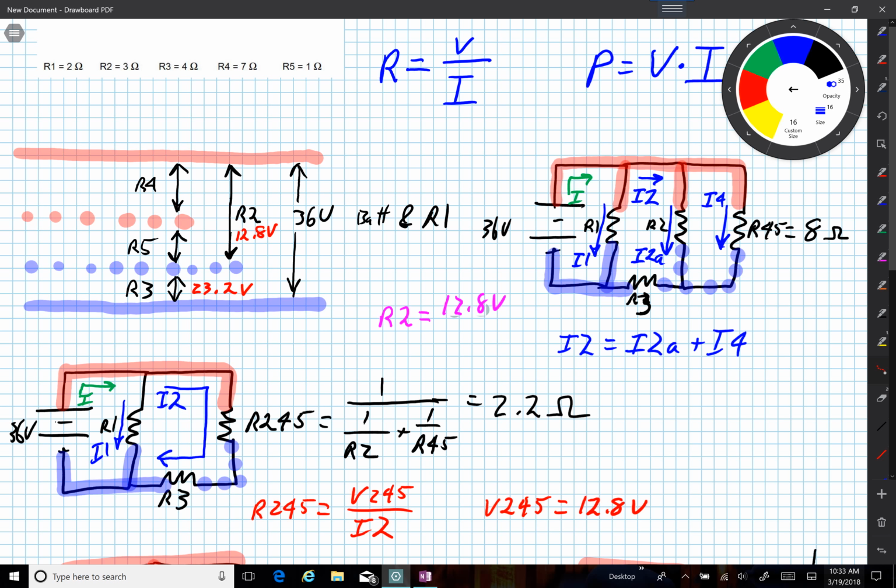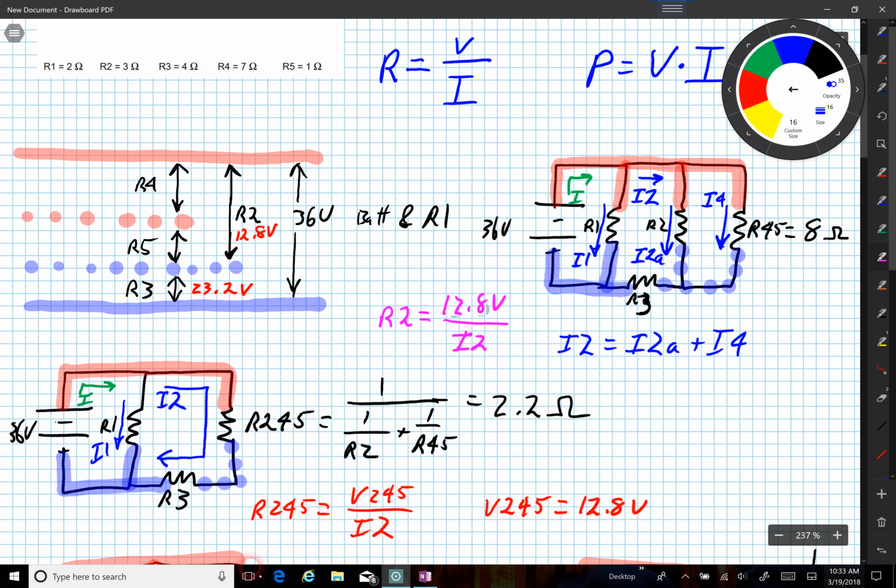I already know that. So I'm just going to use that information divided by I2A. And I know what R2 is. R2 is 3 ohms, so I can solve for this. So I got 12.8 divided by 3. And I get 4.3 amps. So I2A is 4.3 amps.